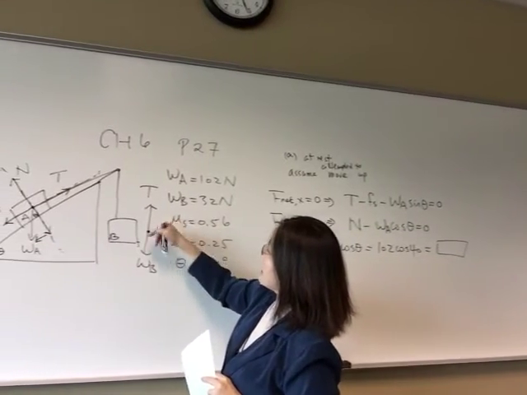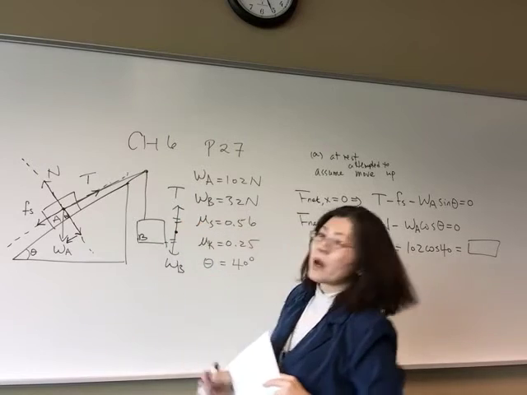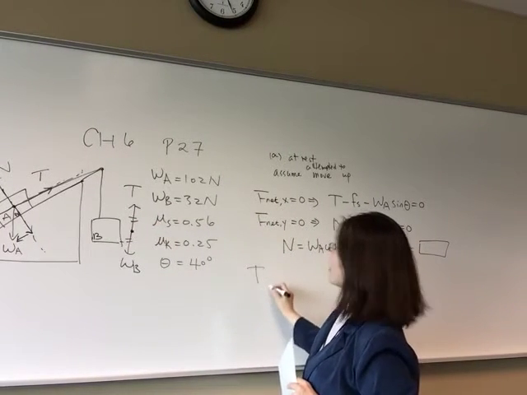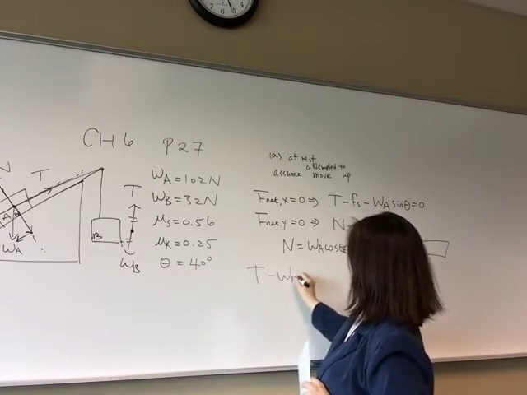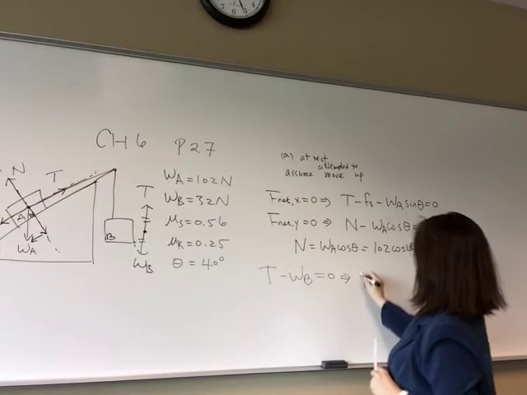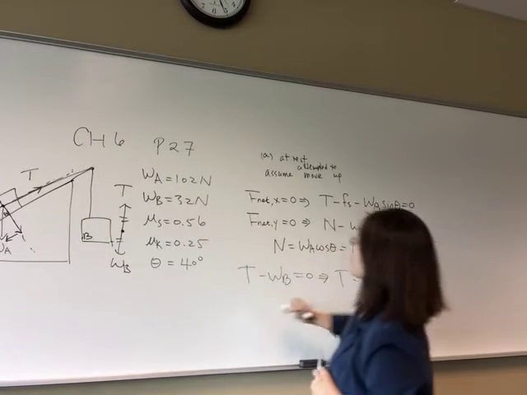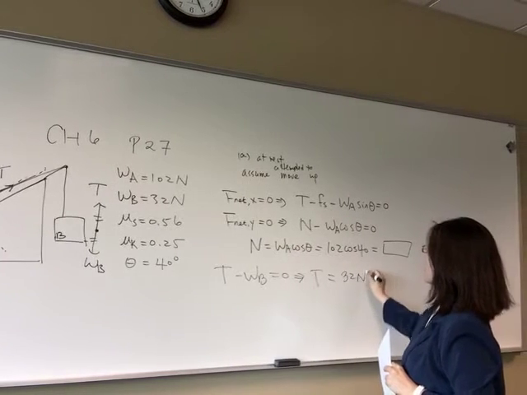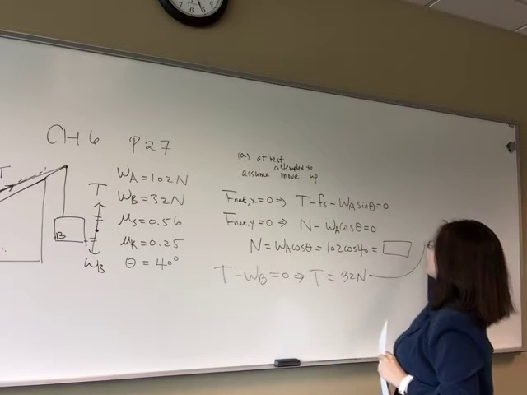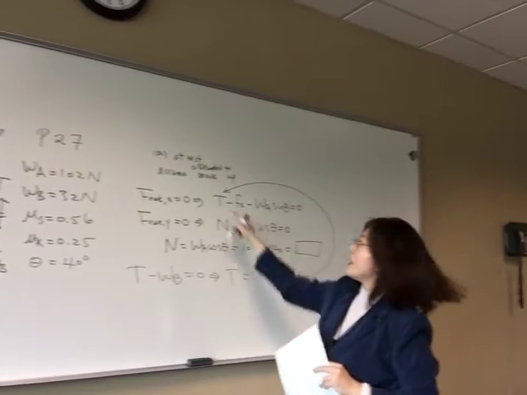If we look at this, tension and this weight have to balance each other. So you can set T minus WB equal to 0, which means your tension value is just the weight of block B. So it's 32 Newton. And after you have that, we'll plug into this equation. So you have your Fs and rearrange that.